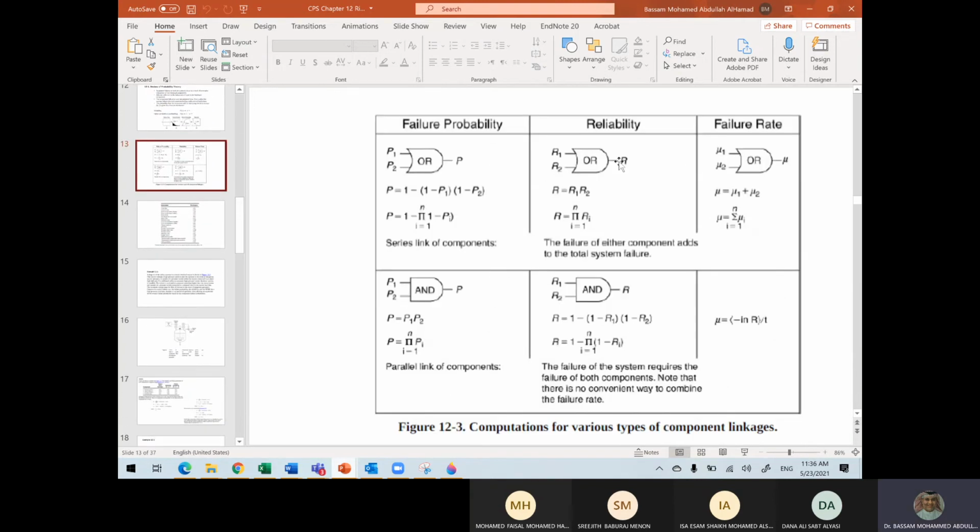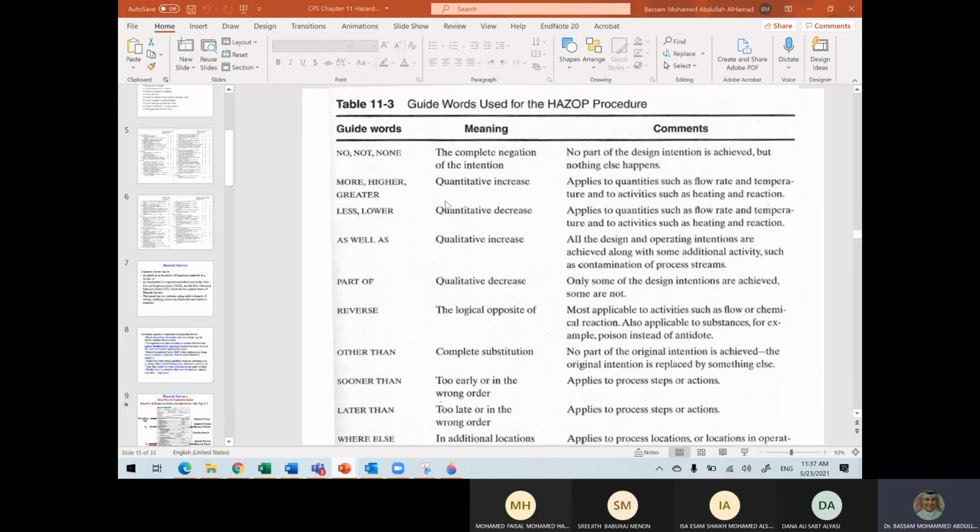If we're going back to this chapter, we already said where you have an OR gate, this is what you do. If your reliabilities, you multiply them. As I told you, this is the way I memorize it. If I have an OR gate, I multiply the reliabilities, and then I get the probability. And if I have an AND gate, I multiply the probabilities, and then I get the reliability. It's easier for me. If you want, you can still use the other equation. You will get the same answer.